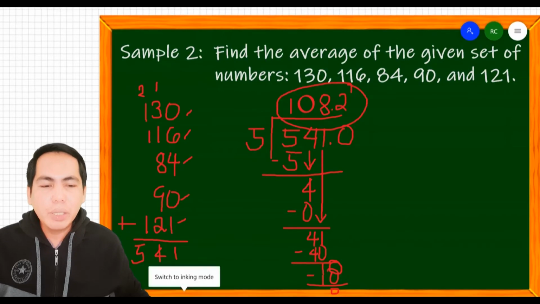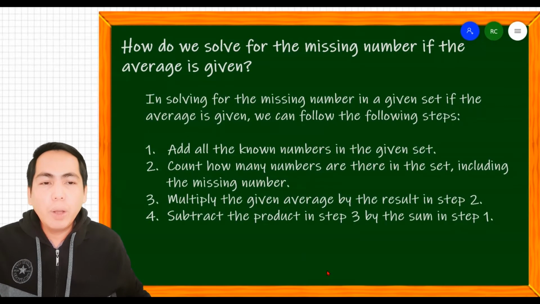Now let's proceed to our next. How do we solve for the missing number if the average is given? In solving for the missing number in a given set, if the average is given, we can follow the given steps. 1. Add all the known numbers in the given set. 2. Count how many numbers are there in the set, including the missing number. 3. Multiply the given average by the result in step 2. 4. Subtract the product in step 3 by the sum in step 1.